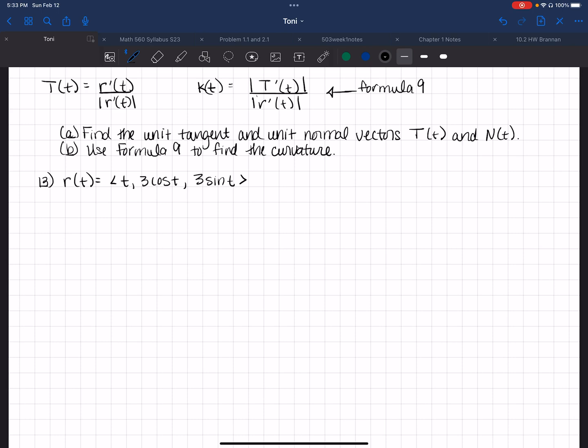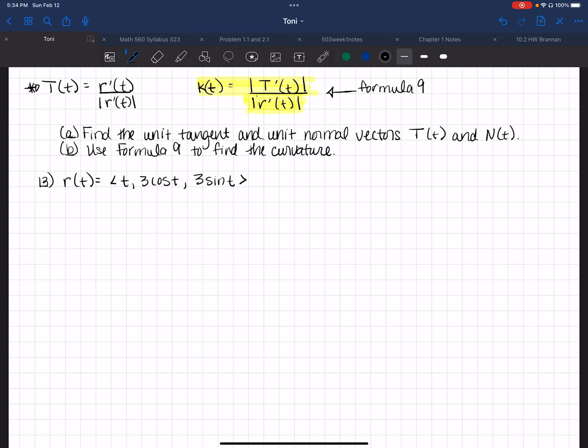I've got to work part A to work part B because we need, if you'll notice, Formula 9 right here. This is the curvature. And it says that I have to use the length of the derivative of T divided by the length of the derivative of r of t. Okay, so the first thing I'm going to do is find T of t. I went ahead and wrote that formula out for you right here also, so we could use it.